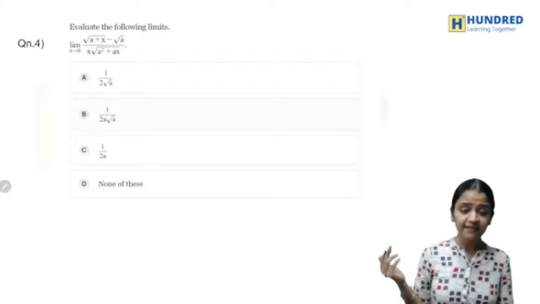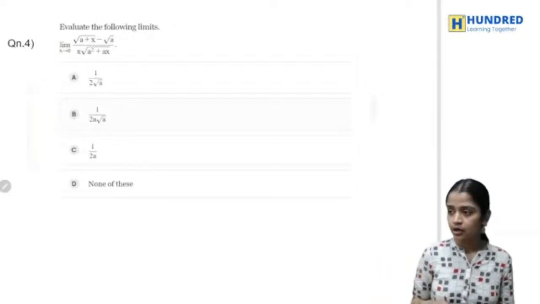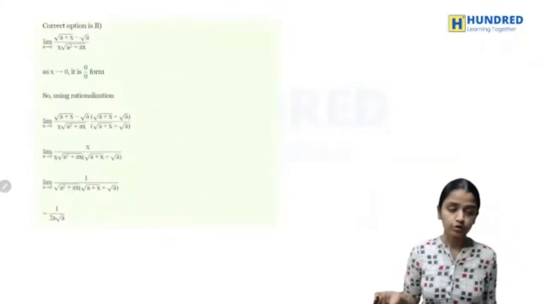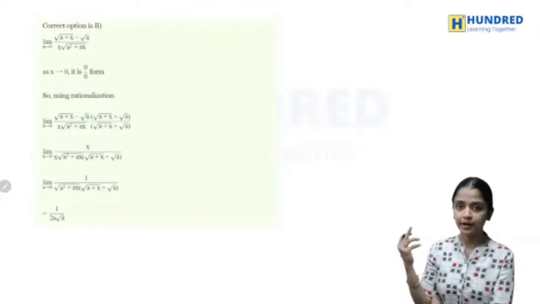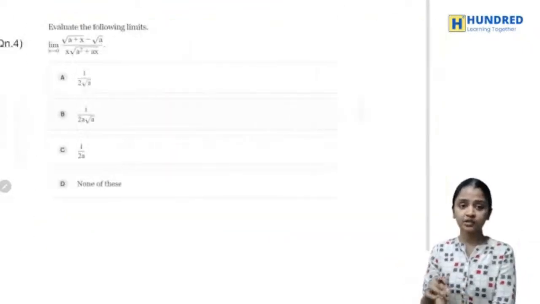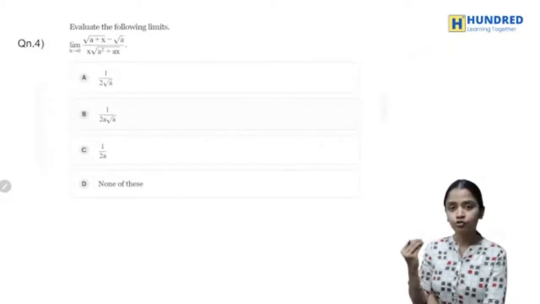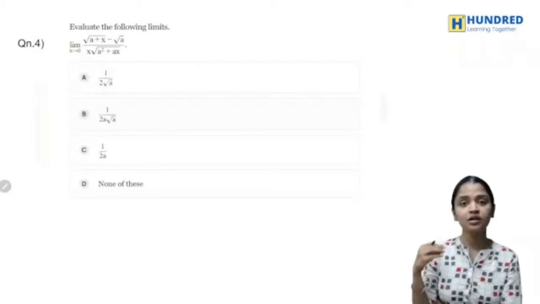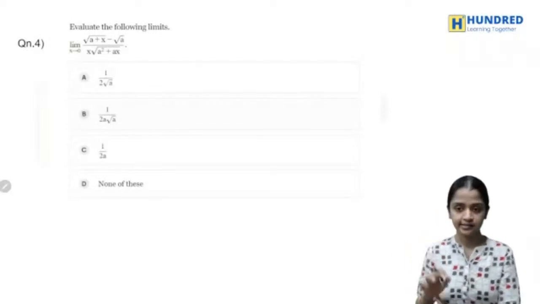So evaluate the following. Now it is of 0 by 0 form. So numerator will also become 0, denominator will also become 0. So it is of 0 by 0 form. As I already told you, if you have a root, do not take any other options. If you have a bigger root like this, do not take any other option. Just directly rationalize it. Okay.